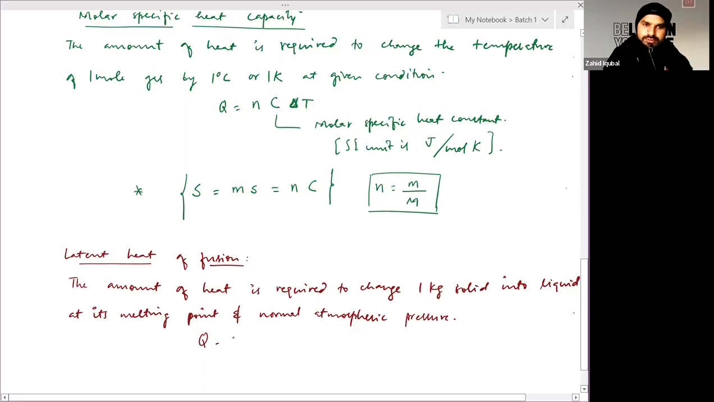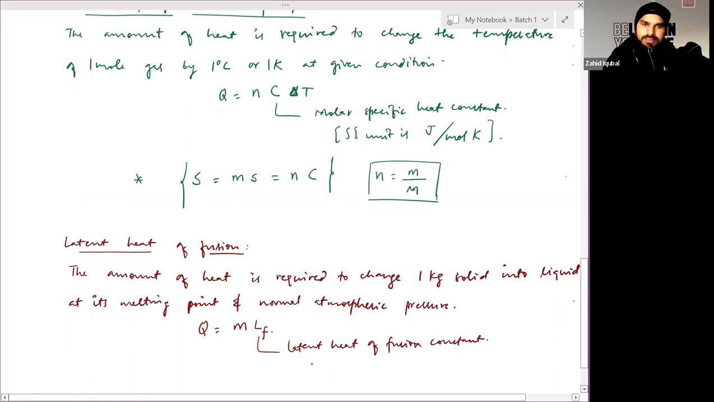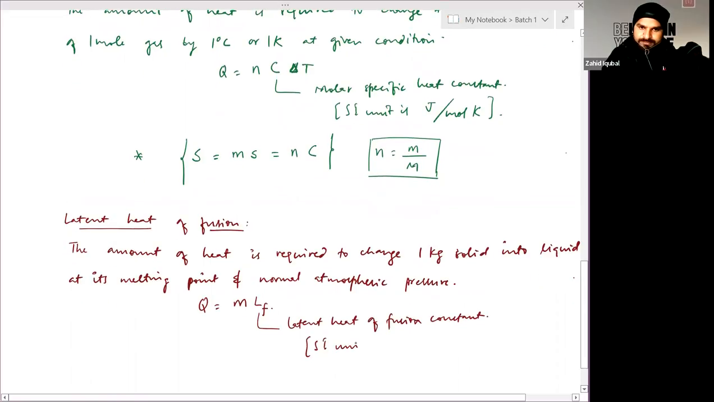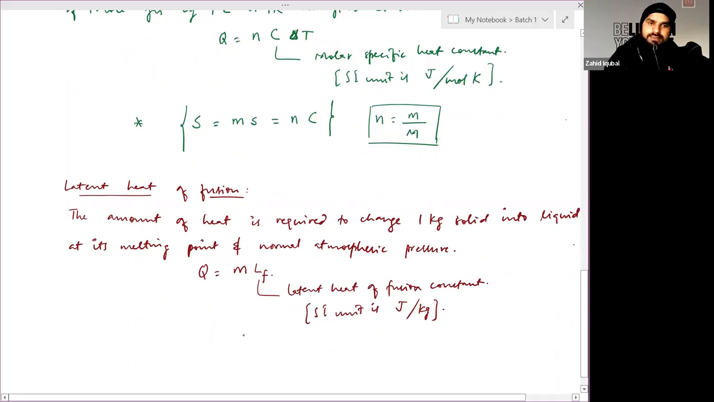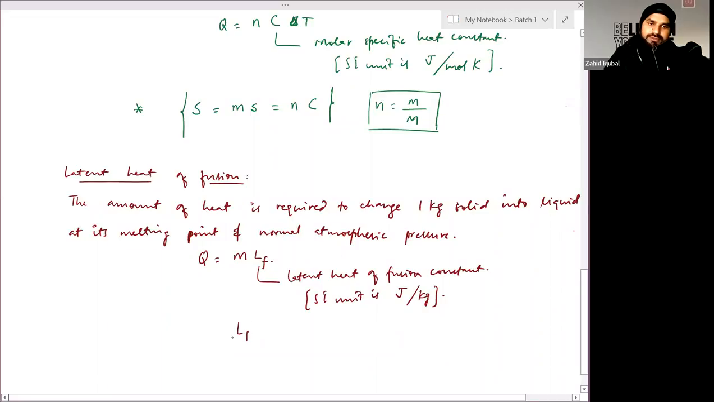So Q equals the mass of substance times the latent heat of fusion constant. So this L is called the latent heat of fusion constant. Its SI unit will be joule per kg. For ice, just remember, the latent heat of fusion will be 80 calorie per gram. And one last part.